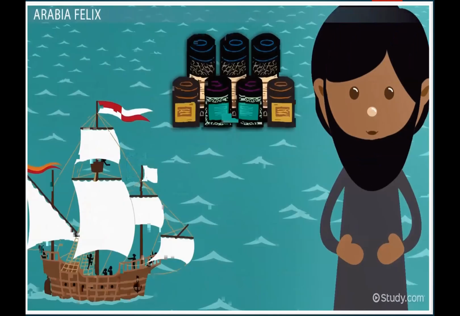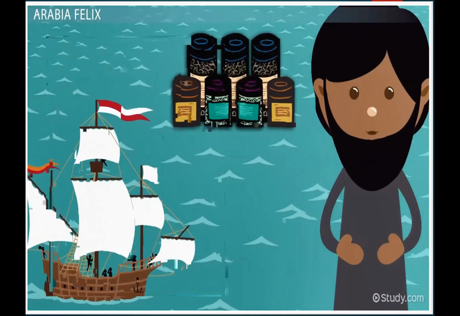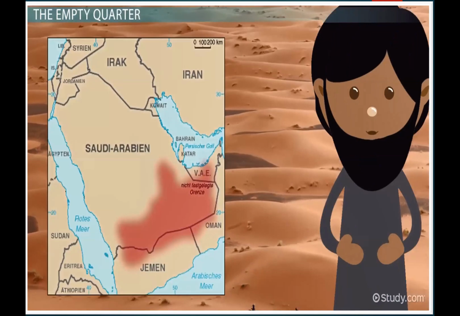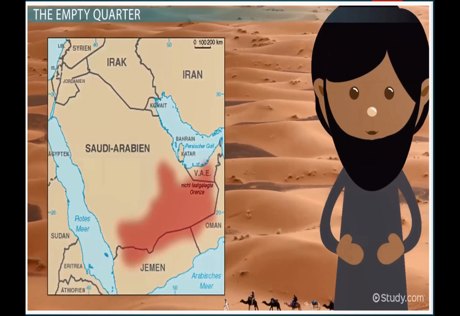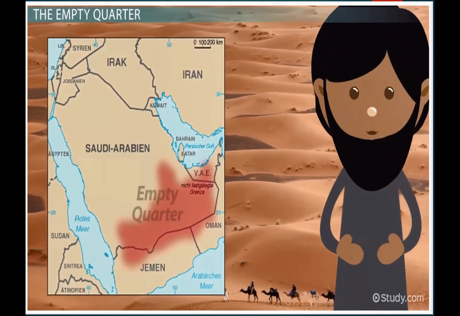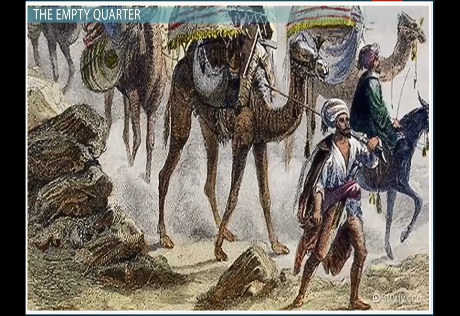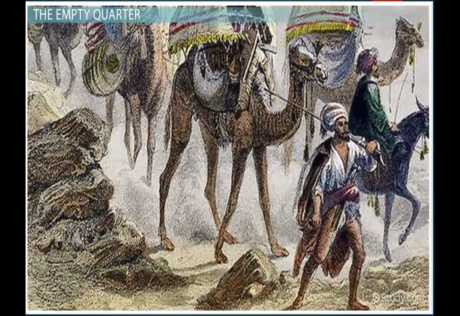Arabia Felix was separated from much of the rest of the Arabian Peninsula by a large desert. In fact, the desert was so vast and empty that the Arabs named it the Empty Quarter. The word quarter actually only refers to part of the desert, namely the part without any oases. Needless to say, this was not the sort of place where people wanted to get lost.